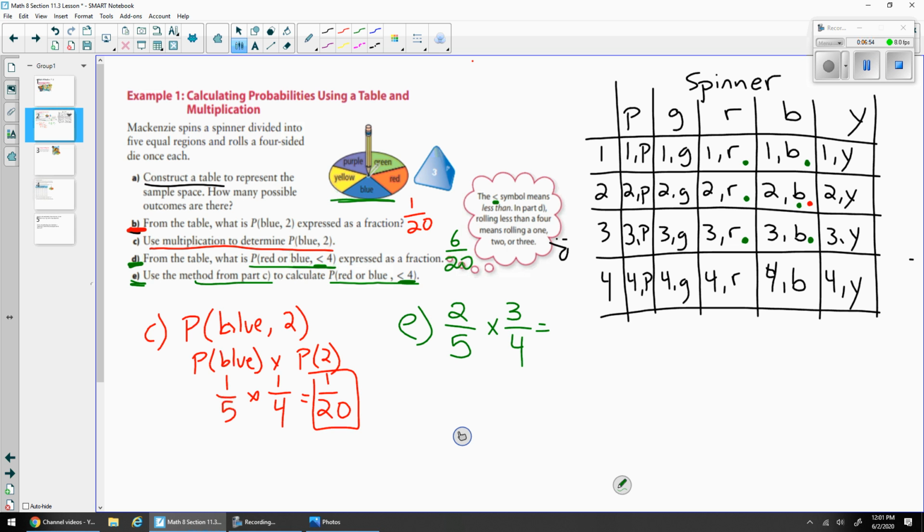We just multiply the top numbers together, multiply the bottom numbers together. 2 times 3 is 6. 5 times 4 is 20. Okay, so instead of drawing the table, you can just take the 2 separate probabilities, and we get the same answer here, 6 out of 20 for the probability of red or blue with a number less than 4. Multiplying with the fractions makes it quite a bit quicker than drawing out your table every time. So fairly useful.